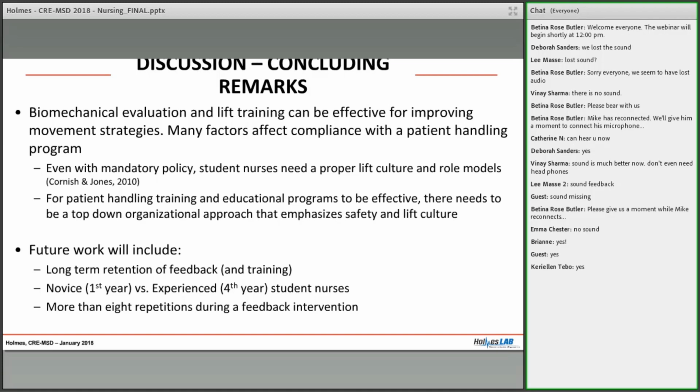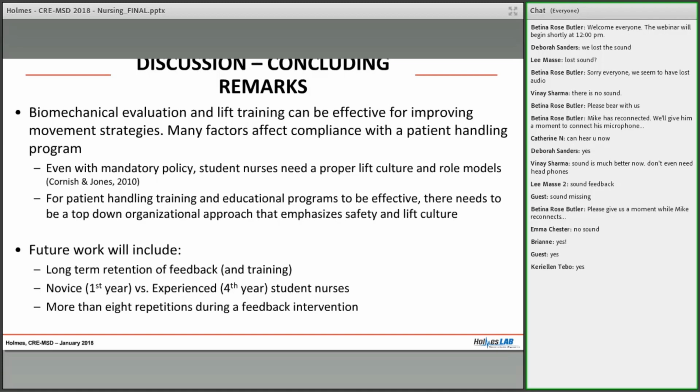And the big picture in some of these discussions certainly revolves around factors affecting compliance with patient handling programs. Even with mandatory policies, student nurses, I think, need a proper lift culture and role models within their organization. So there really needs to be a top-down organizational approach that emphasizes safety and culture.